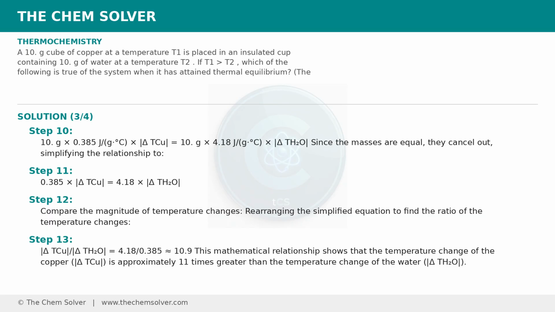Compare the magnitude of temperature changes, rearranging the simplified equation to find the ratio of the temperature changes. ΔT_Cu over ΔT_H2O equals 4.18 over 0.385, approximately 10.9. This mathematical relationship shows that the temperature change of the copper, ΔT_Cu, is approximately 11 times greater than the temperature change of the water, ΔT_H2O.